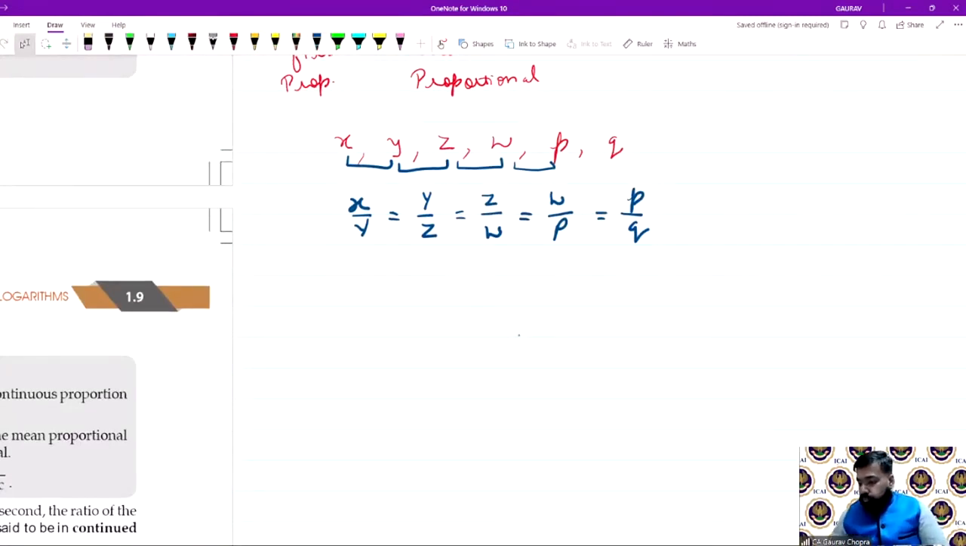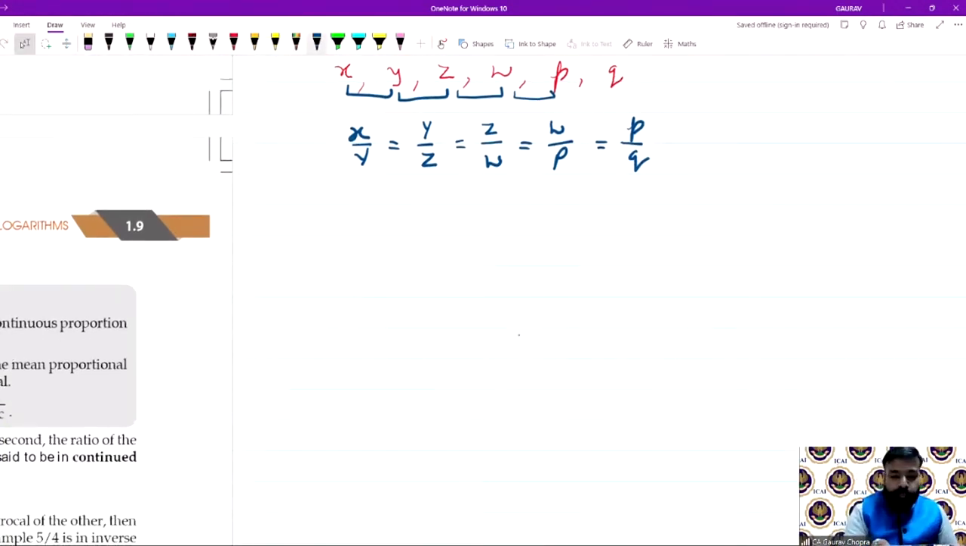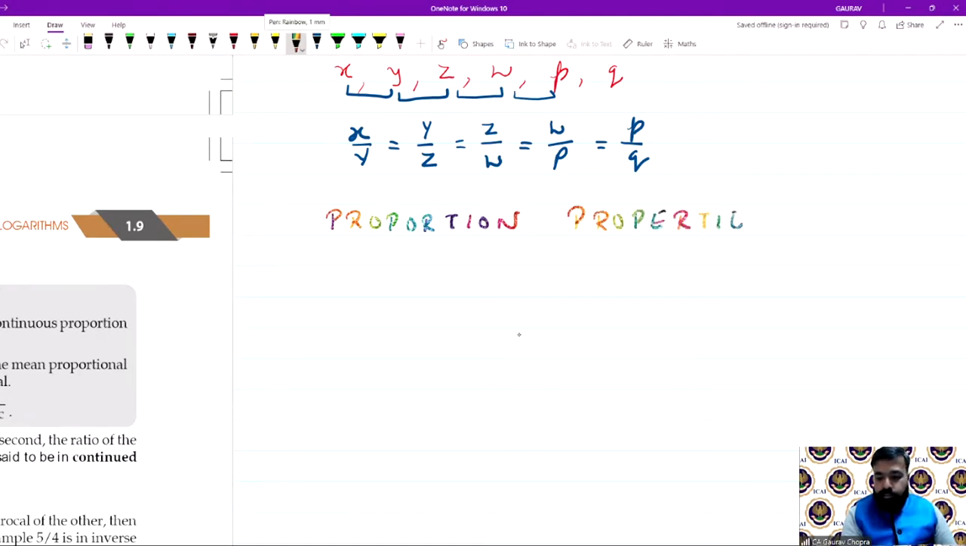So let us write some of the properties now. What are the main properties of proportion? Proportion properties. So now, if we take a basic thing, like if A ratio B is equal to C ratio D, it can also be written as A by B is equal to C by D. This is the basic condition.